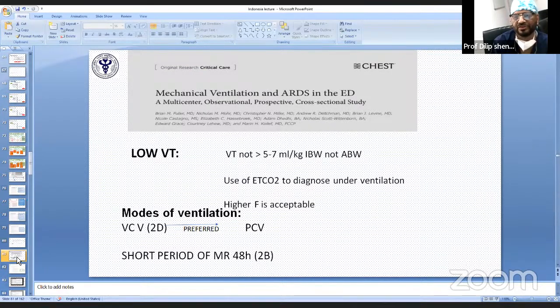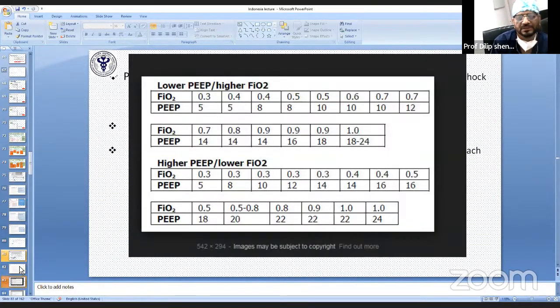So mechanical ventilation and ARDS in the ED, a multi-center observational, prospective cross-sectional study. So these kinds of modes of ventilation can also be used: low tidal volume, use of ETCO2 to diagnose central ventilation, higher FiO2, etc. So this PEEP and FiO2 table is there. How much PEEP and how much FiO2 is to be used, you can use this table.